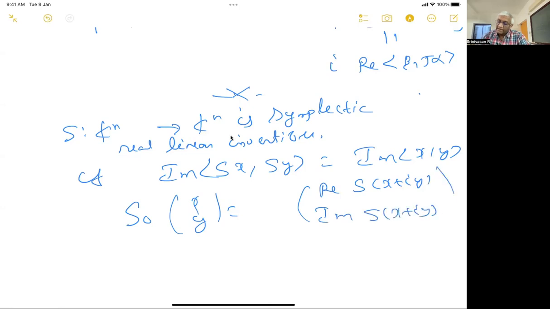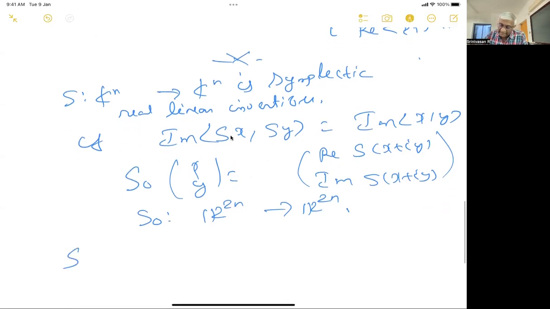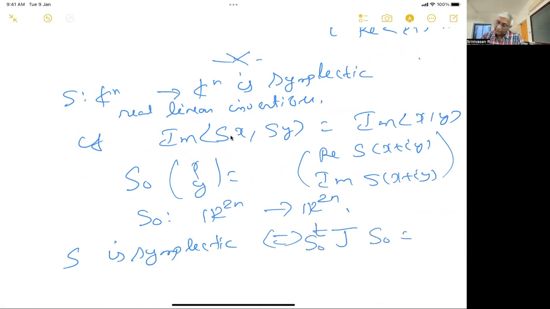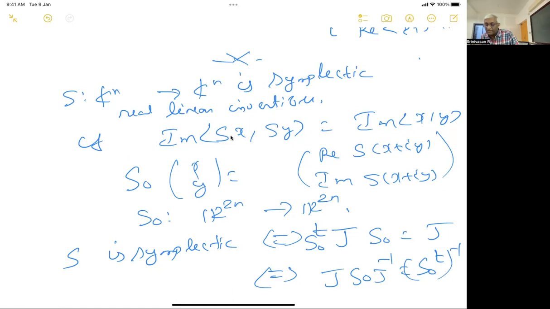So S naught is from R^2n to R^2n, so we have an operator from R^2n to R^2n. And S is symplectic is equivalent to saying S naught satisfies S naught transpose J S naught equal to J again, which is equivalent to saying J S naught J inverse equal to S naught transpose inverse. So we have verified all that.